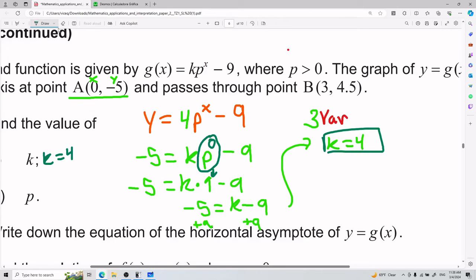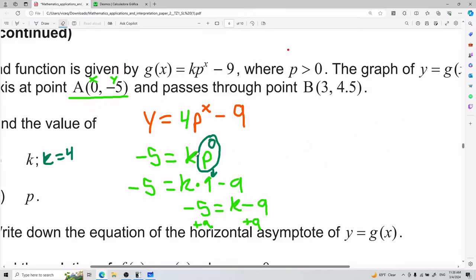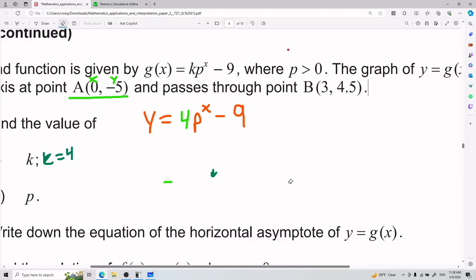All right, that is the value of k. See? So k equals 4, and now back to the game plan. Right now I have 3 variables. I want to have just 1. So if I plug in the point B, x is going to be 3, y is going to be 4.5. So 4.5 equals 4 times p, which we still don't know, to the power of 3 minus 9.